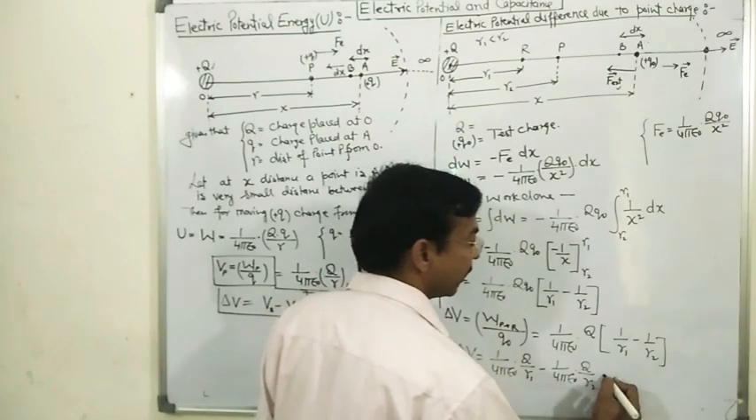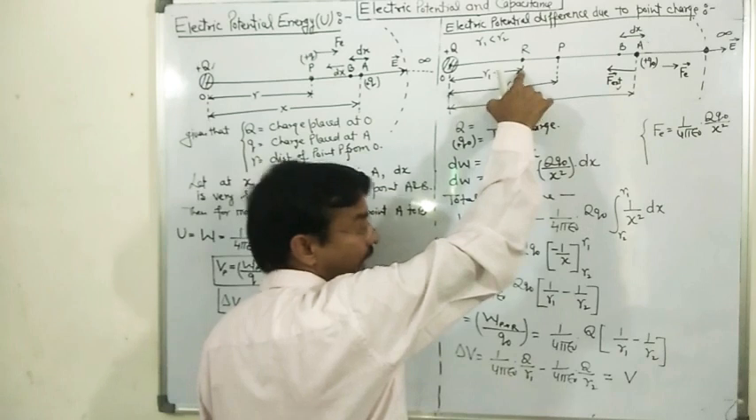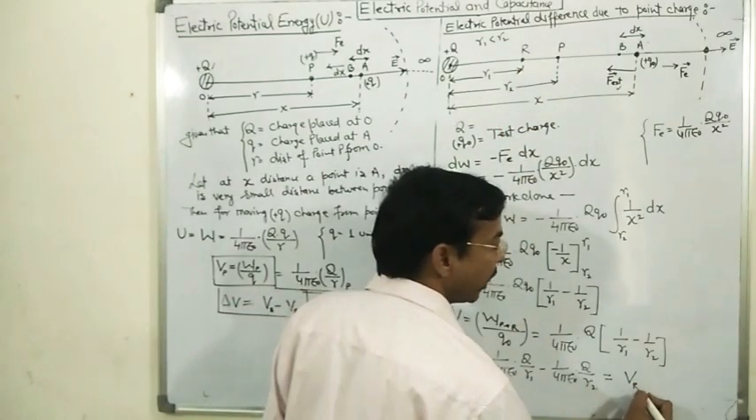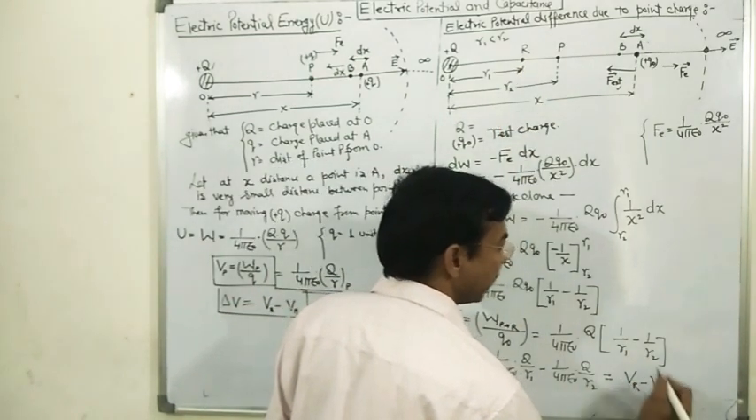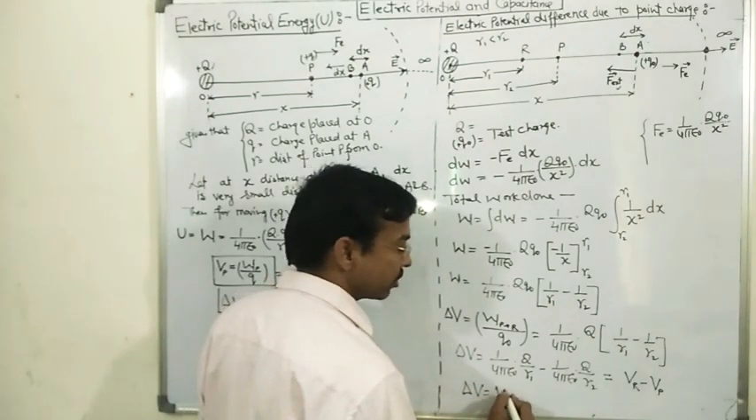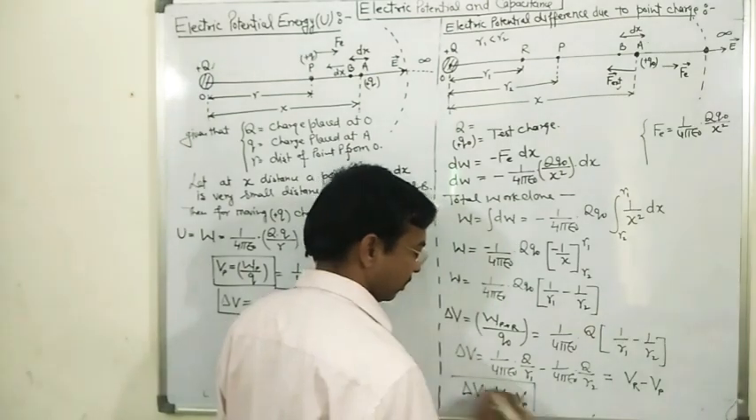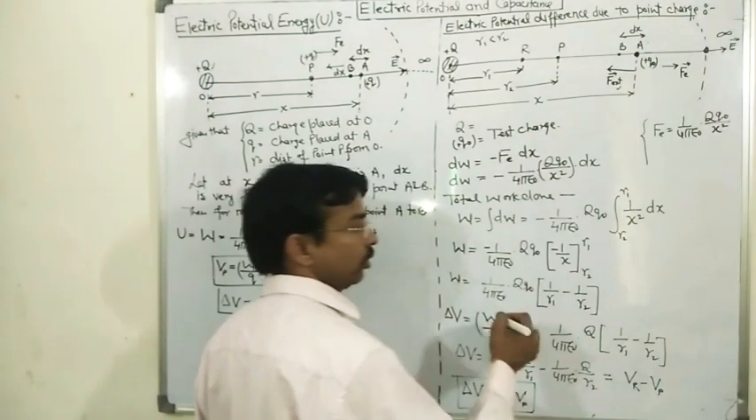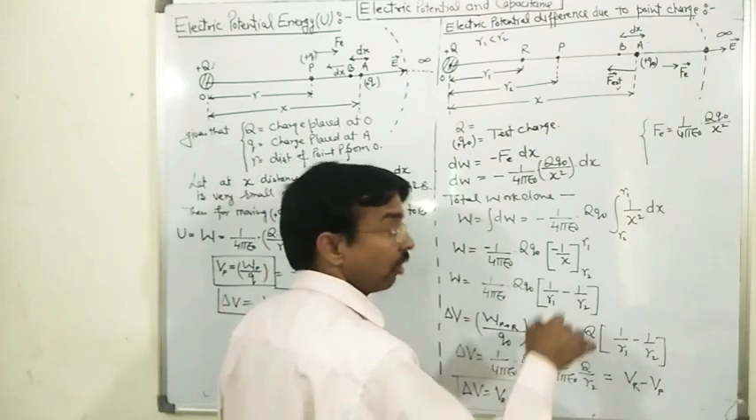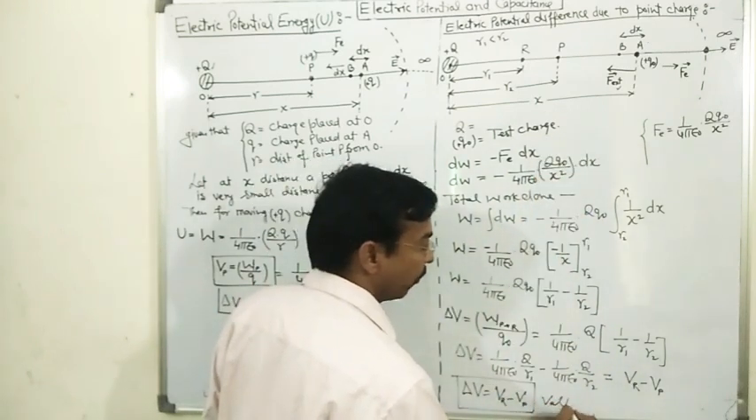And finally, R1 is the distance of the point R. So it becomes VR minus VP. Therefore you can say the potential difference V is the difference of the potentials of these two points. So finally you will find the result of that particular derivation, and you will get the result in volts.